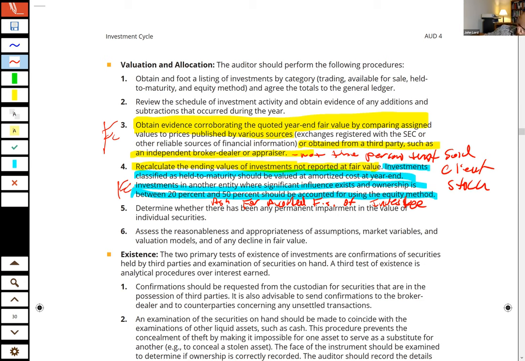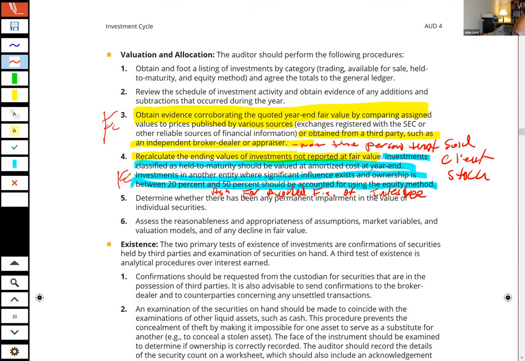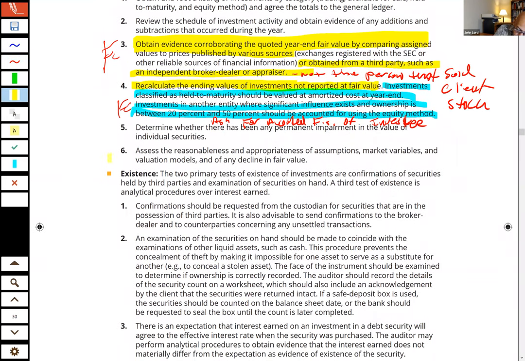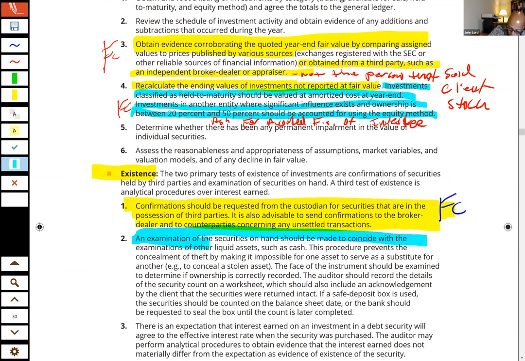Okay. Come over and let's take a look at the existence assertion. Okay, existence confirmation. That's the classic. You just confirm with somebody that is holding that security. You just confirm, hey, do you hold so many shares of XYZ stock on behalf of this client? And they send that confirmation back to you. If there are securities on hand, then you should go ahead and, you know, make an examination of those.